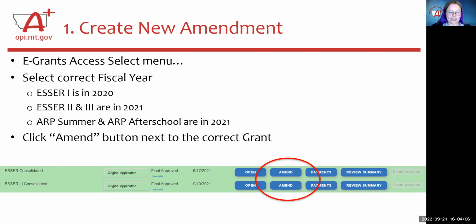And then once you get into the eGrants Access Select menu, where you can see all of your grants from that fiscal year, you'll want to select the correct fiscal year. I've got on the slide here, our ESSER grants are in 2 different fiscal years. So ESSER 1, which would be the ESSER Fund Grant and the ESSER Related Services Grant, those are both in fiscal year 2020. And then ESSER 2 and 3 and the ARP Summer and ARP After School grants, those are in fiscal year 2021. So you need to make sure you're in the correct fiscal year. And then next to the grant that you're trying to amend, you will click on the Amend button, which is circled in the screenshot here on your screen.